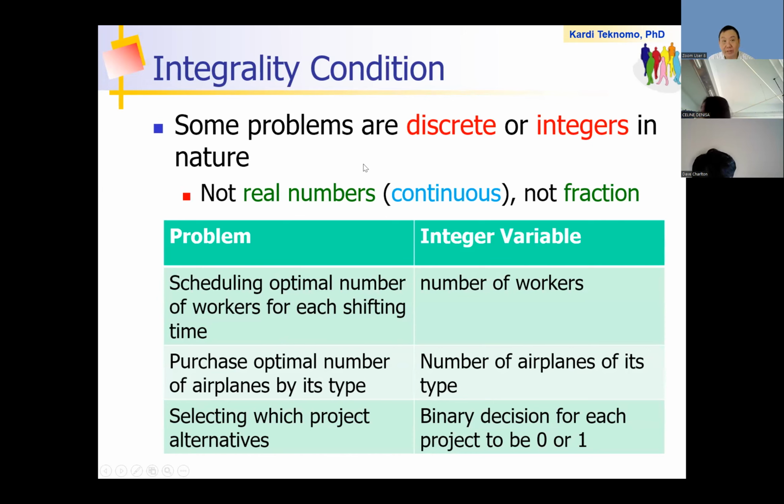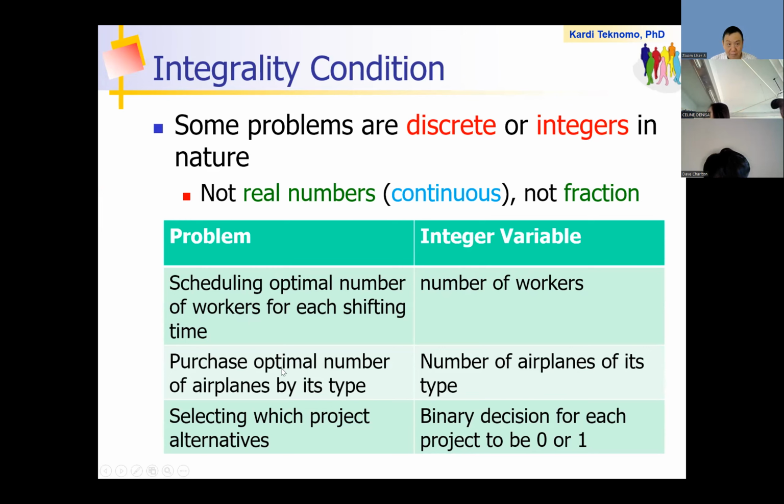Some problems in nature are naturally discrete or integer. They are not real numbers, which are continuous, and not fractions or rational numbers either. For example, the problem of scheduling the optimal number of workers in each shift. The integer variable here is the number of workers. Of course, you don't put half a worker or three-quarters of a worker, isn't it? So by nature, it is discrete.